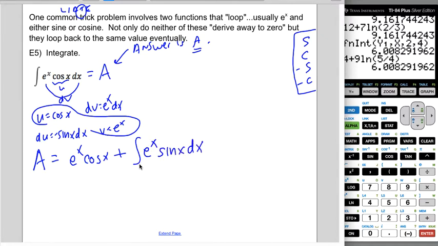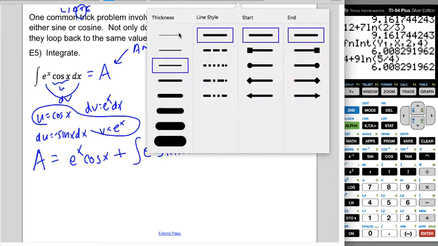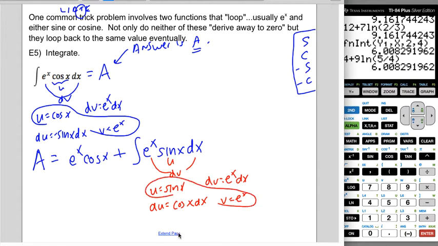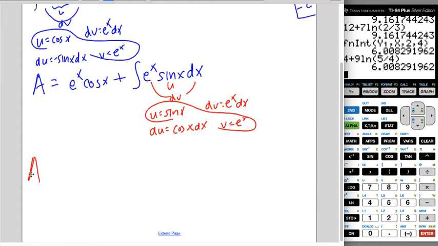Well, I'm going to have to do parts again because I still have a product. So when I go to do parts again, my e is never ever going to be u. So I'm going to get that u is sine x, which means du is cosine of x dx. And dv is e to the x dx, which means my v is e to the x. And I'm going to do my uv minus v du again. So I still have this a equals e to the x cosine of x, plus, now I do uv, so that's e to the x sine of x, minus the integral of v du.